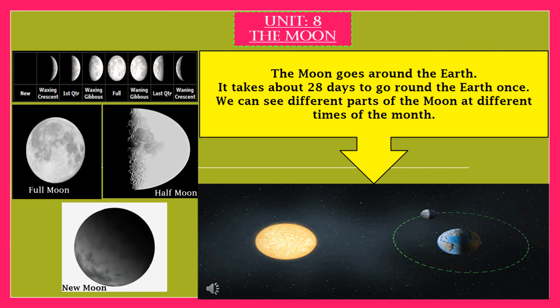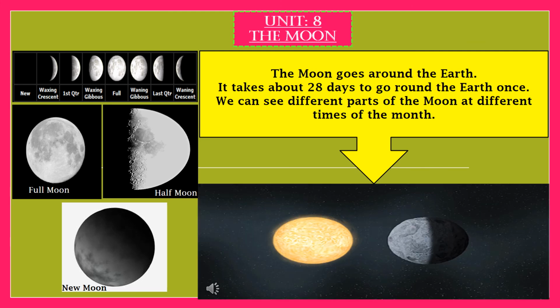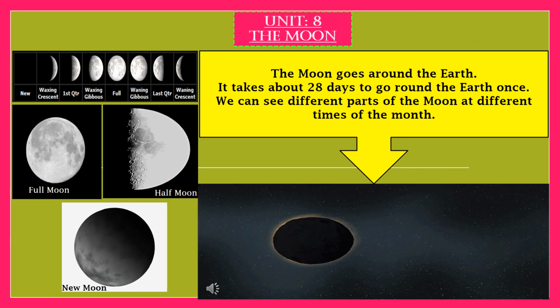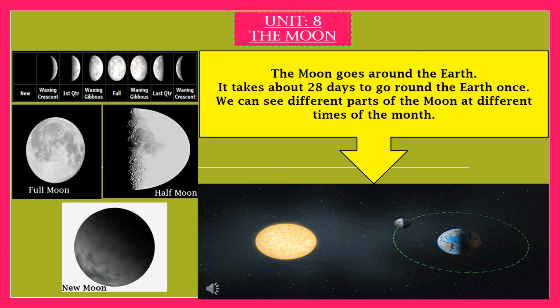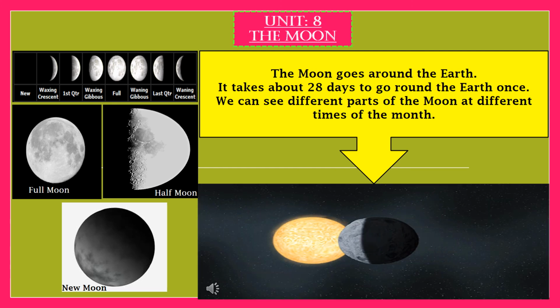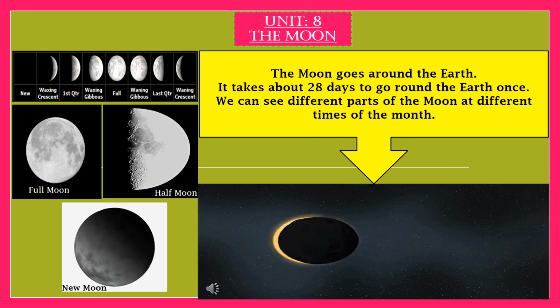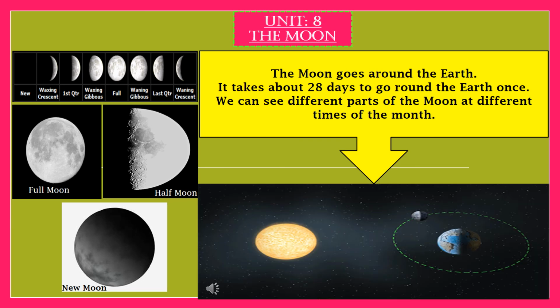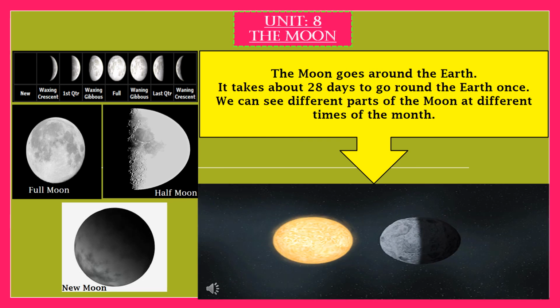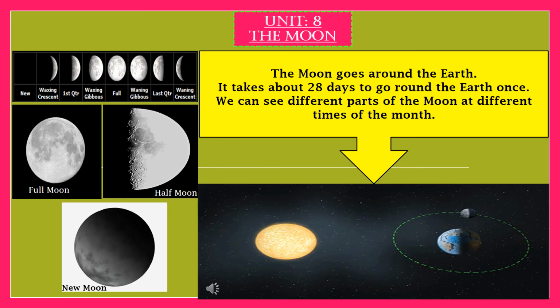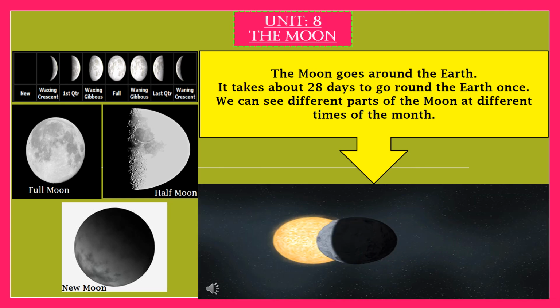During this movement of 28 days, the moon completes one round in 28 days, and during its movement, the part of the moon that is reflecting sunlight is the part we can see, so that we can see different phases of the moon during different times of the month.